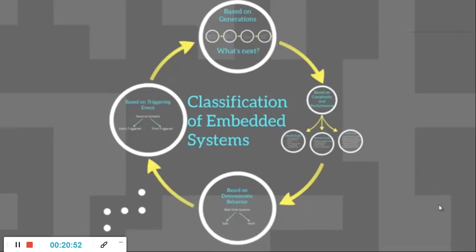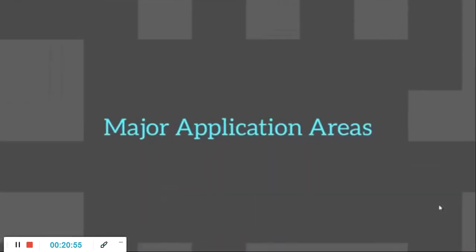Now, let us see the major application areas of embedded systems. Just now we have gone through the classification of embedded systems. Mainly, I repeat, the embedded systems are classified based on generation, based on complexity and performance, on deterministic behavior, and based on triggering events. Now, we just go through the major application areas of embedded systems.